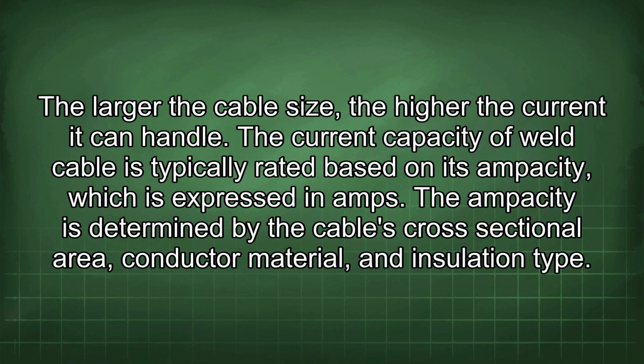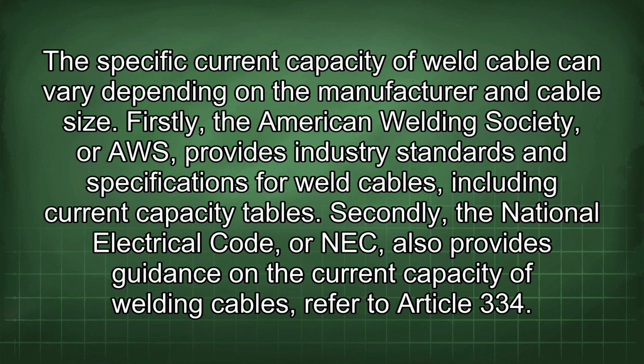The current capacity of weld cable is typically rated based on its ampacity, which is expressed in amps. The ampacity is determined by the cable's cross-sectional area, conductor material, and insulation type. The specific current capacity of weld cable can vary depending on the manufacturer and cable size.